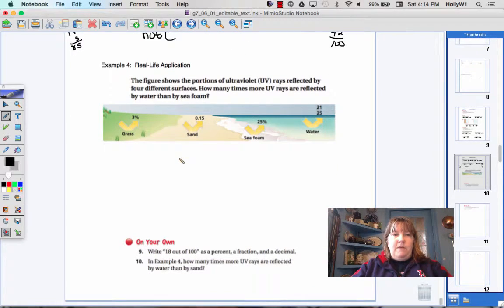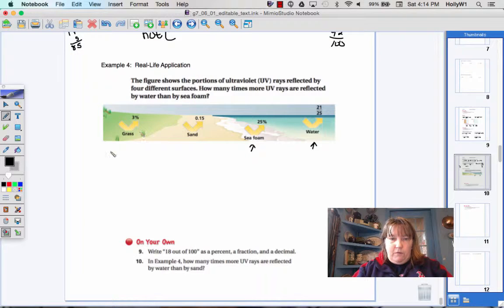Okay, so now we have a real-life application. The figure shows the portions of ultraviolet rays reflected by 4 different surfaces. How many times more UV rays are reflected by water than seafoam? So we're going to convert all of this. We're comparing water to seafoam, and we're going to compare them in decimal form.